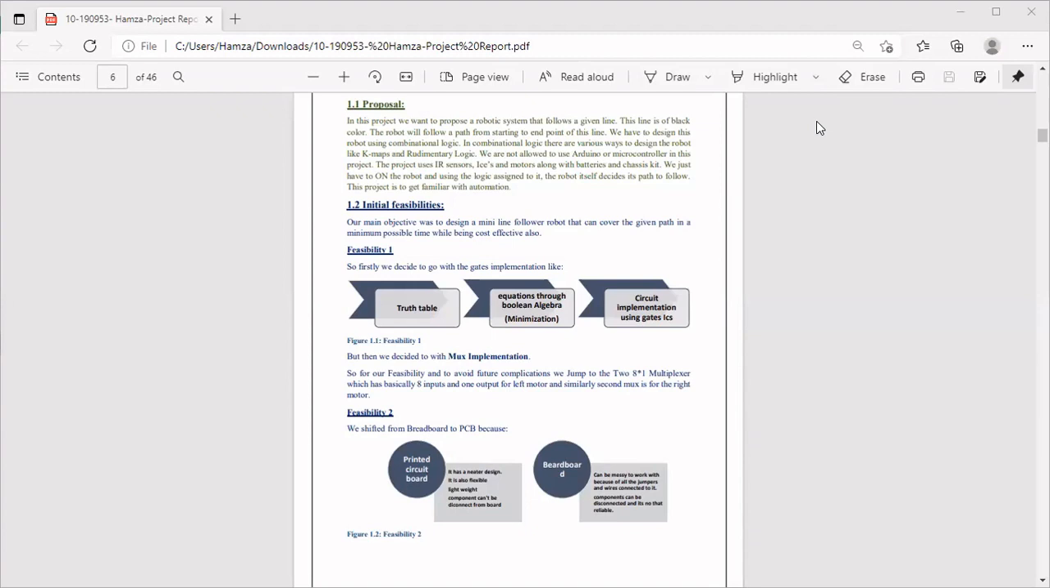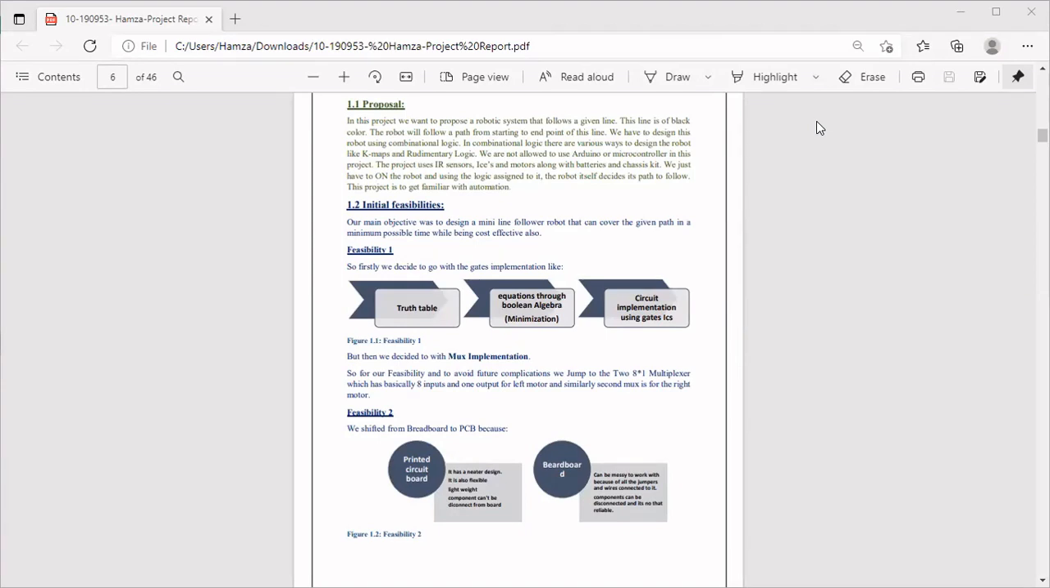So today we are going to design a robotic system, which is a line following robot. This is my project proposed by my instructors. In this project, we are designing a line following robot. This robot follows a black color line, starting from a point to its endpoint.